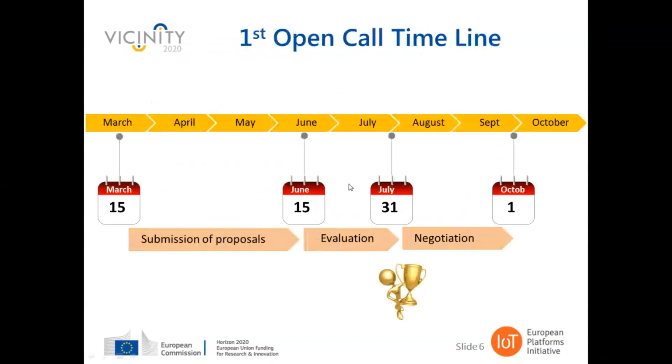This slide shows us the open call in a visual way. The open call is open on the 15th of March. It will close on the 15th of June. We have this time for proposals. The evaluation will take place from June to the end of July. And the idea is to publish the list of winners at the end of July, 1st of August, and we will start the negotiation with the winners during the summertime. And the idea is that the new projects will start in October.